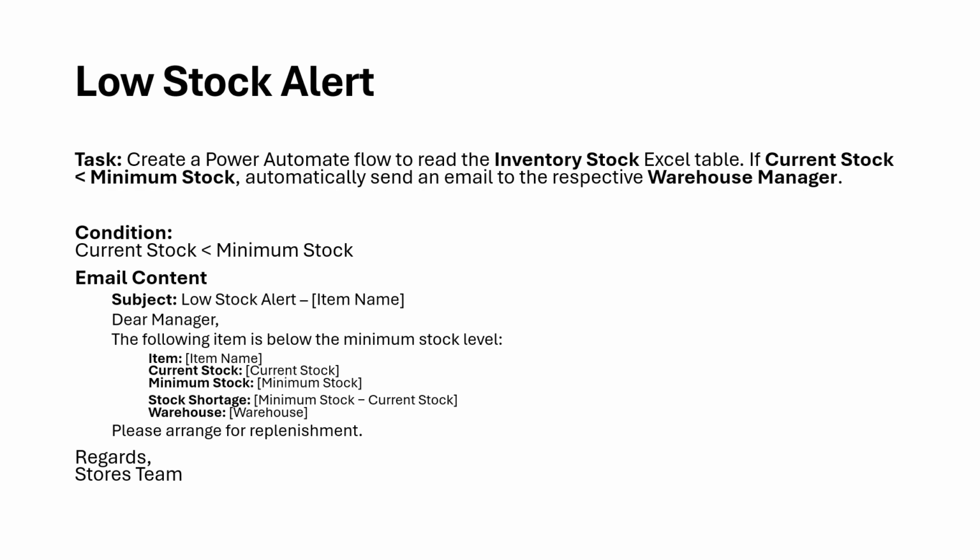You have to check one column with another column. And remember, both the columns are numbers. And they are given one more, stock shortage. What is the shortage of stock? If you want, you can display that also using the formula. Try. So create a flow: current stock is lesser than the minimum stock.